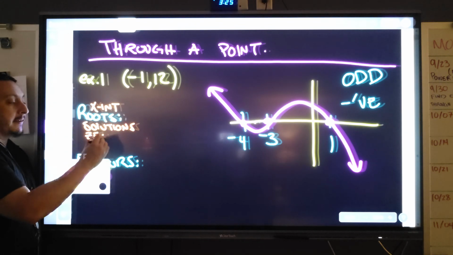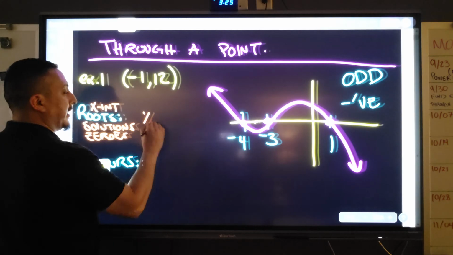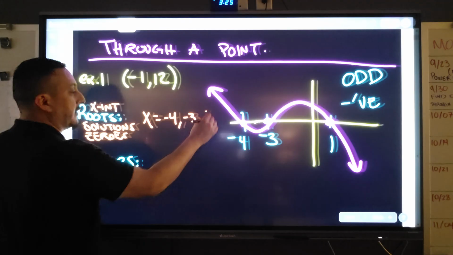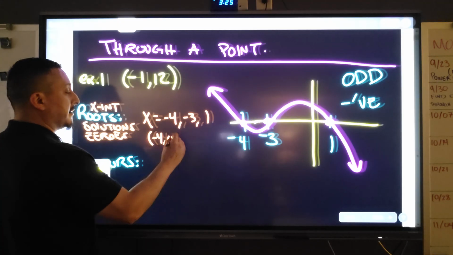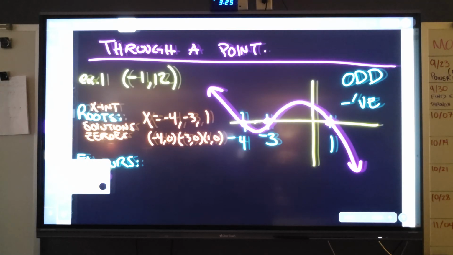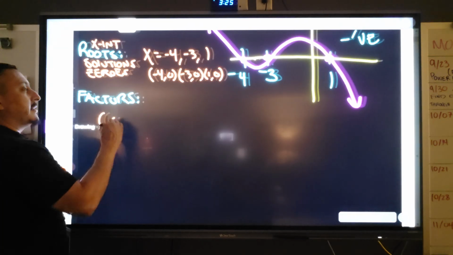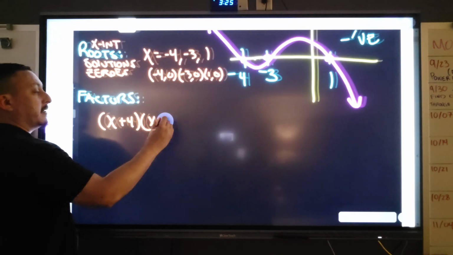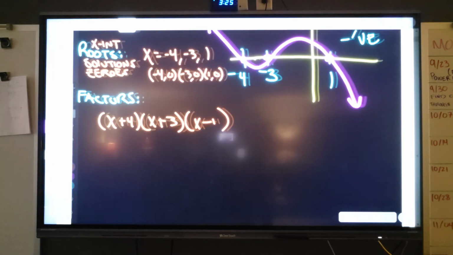Zeros, okay? It's important that you do know all four of them because they interchange them. Sometimes they say this word, sometimes they say this word. So the x-intercepts for this would just be x equals -4, -3, and 1. Or you could say points, like (-4, 0), (-3, 0), (1, 0). The factors, on the other hand, are these: x plus 4, x plus 3, x minus 1. So nothing incredibly new there, right? It's kind of all like last week so far.